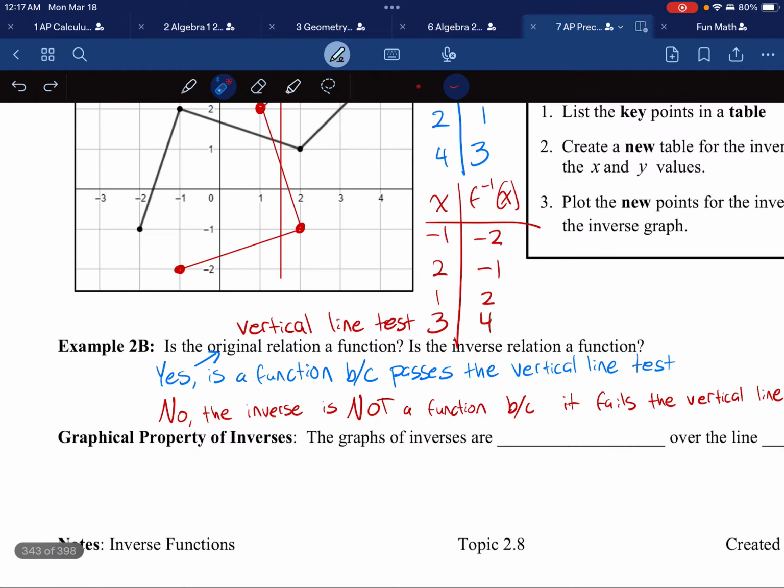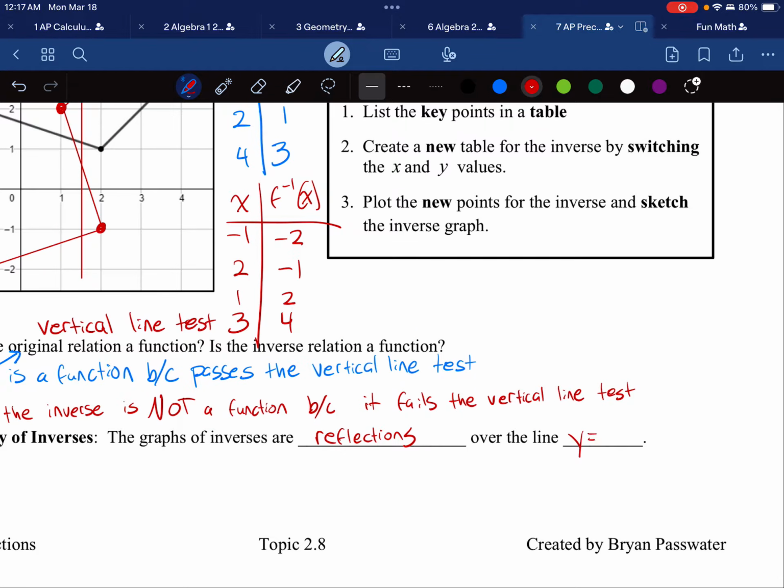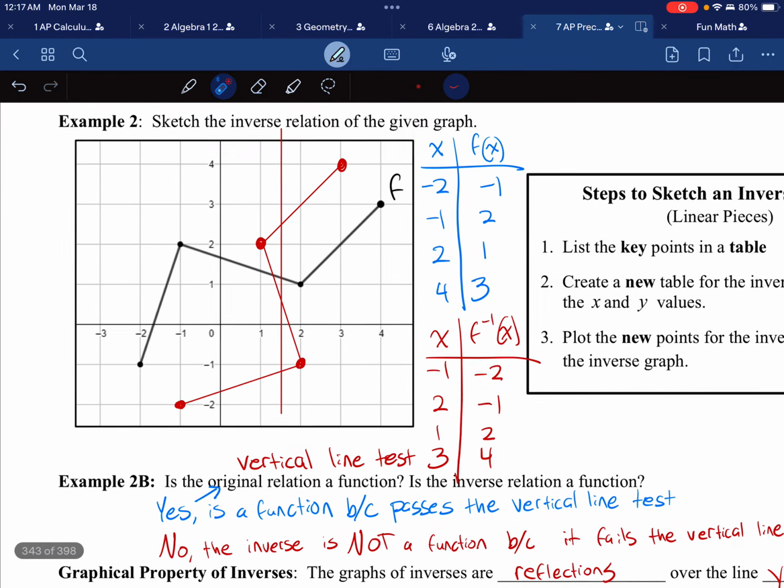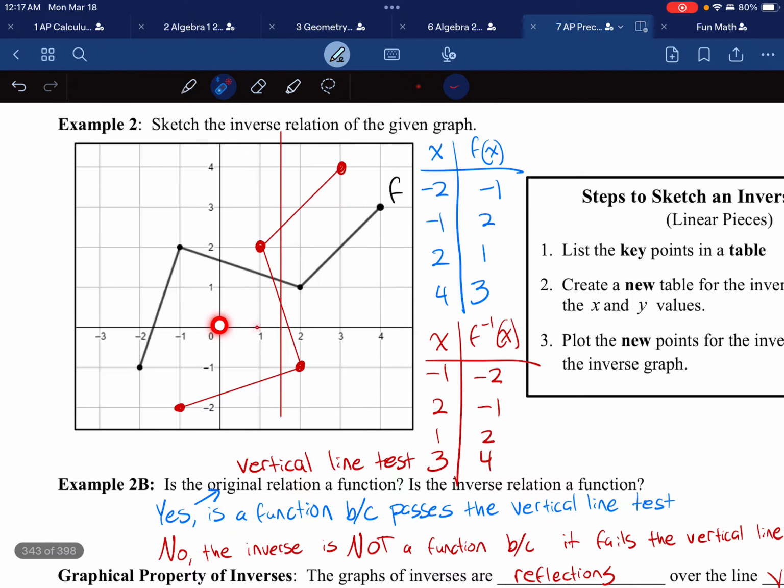All right. And then there's this cool other property that I want to talk about too, which is the graphs of the inverses are reflections over the line y equals x. Again, another way of saying this is y equals 1x plus 0, which means I go up 0 on the y-axis, and I go right 1, up 1. So if I come up here, I'm going to start at 0, go right 1, up 1, right 1, up 1, right 1, up 1.